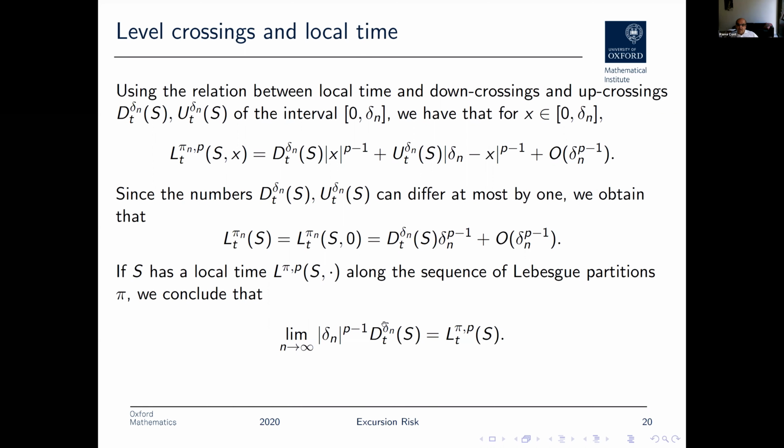It says that the number of delta excursions times delta to the power p minus 1, where p is the roughness index of the path, converges to the local time of order p, which we assume to be strictly positive. There's non-zero local time of order p because S has p-th order variation. Roughness index is p, so this is non-degenerate. So this gives us the asymptotics of the number of delta excursions as delta goes to 0.